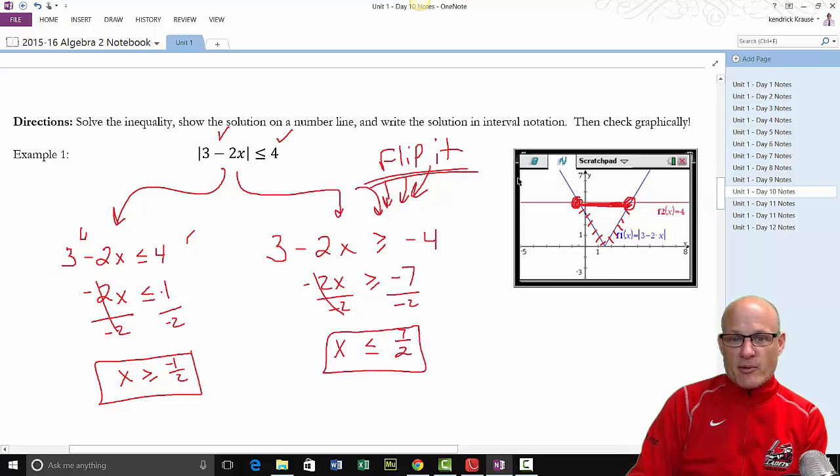And this looks like about a half, and here's 3.5. And that's what this is. So again, it's in the middle. So I've got to write it either in inequality notation or interval notation. So I'm going to do both.